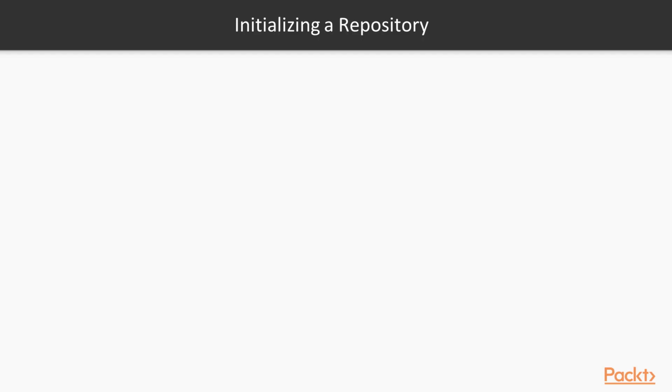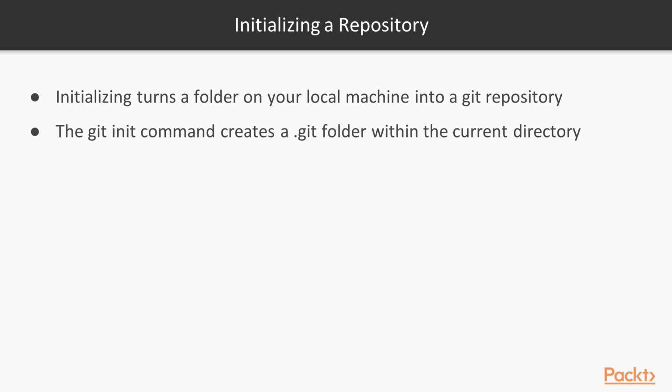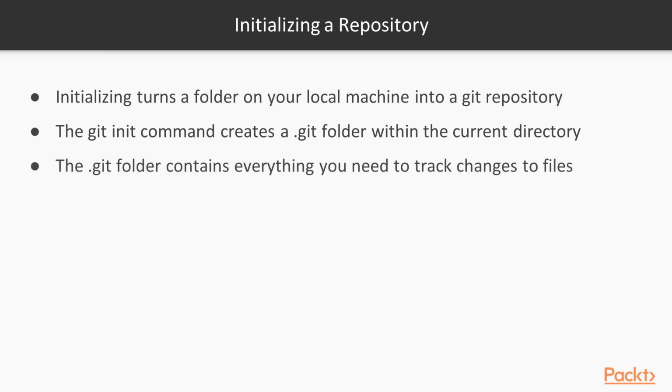When you turn a folder on your file system into a Git repository, you run the git init command from inside that folder on the terminal. This creates a folder in the current directory called .git. The .git folder contains all the necessary files that you will need to start tracking and committing your file's changes to the repository. Now, let's take a look at this in practice in the terminal.